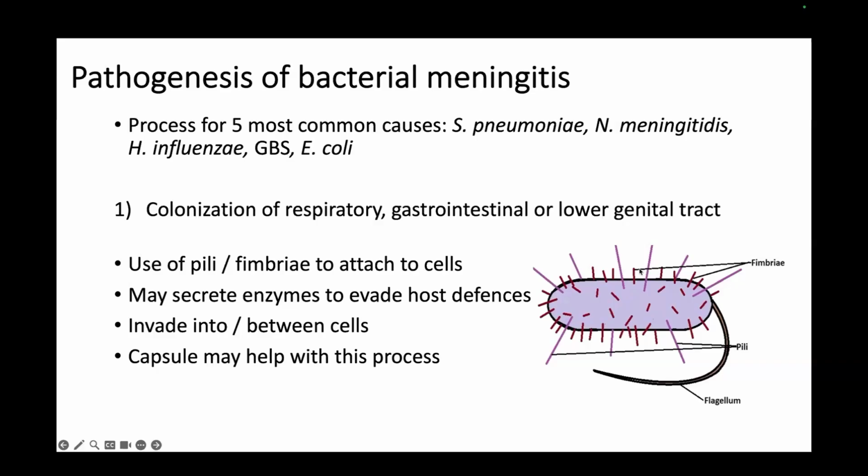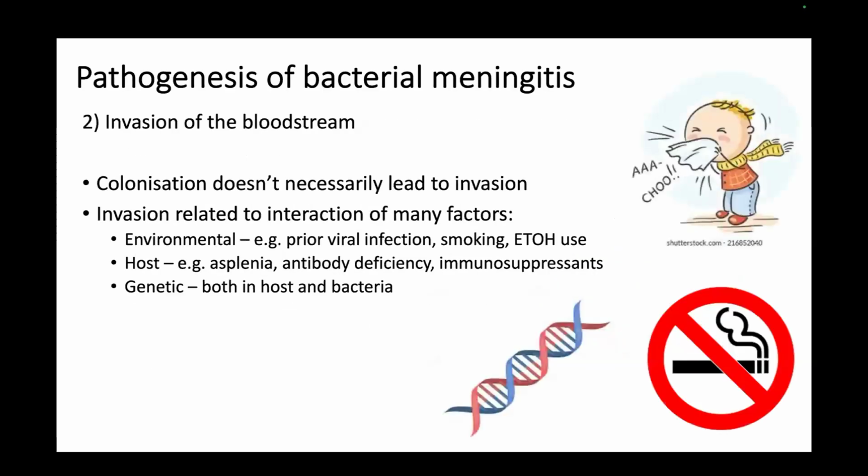They might be able to secrete enzymes to evade the host defenses, so they're not excreted. And then they can invade either into or between the cells. And those bacteria that have a capsule may be able to evade the immune system as well. That can also help with this process. And then the next stage, once you've invaded your cell, is getting into the bloodstream.